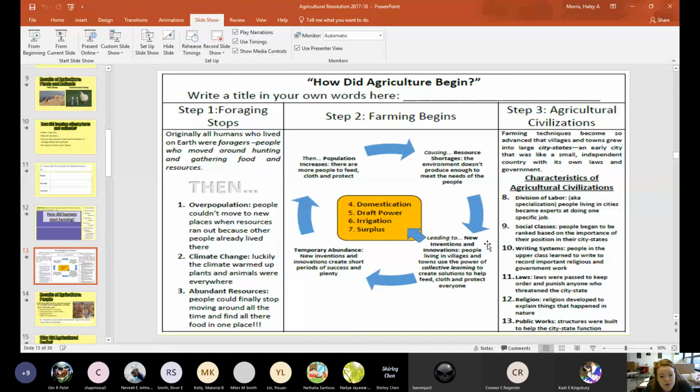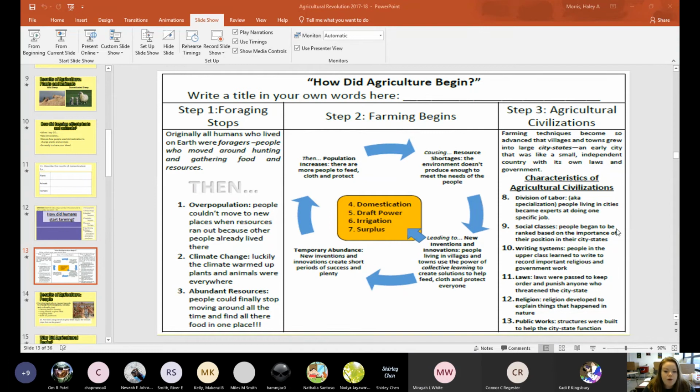And this leads to new inventions and innovations. So people living in villages and towns use the power of collective learning to create solutions to help feed, clothe, and protect everyone. So collective learning is one of our vocab words, right? What does collective learning mean? Maria? Isn't it like to pass down the information that you know to another generation? Yep, to pass down information generation to generation.